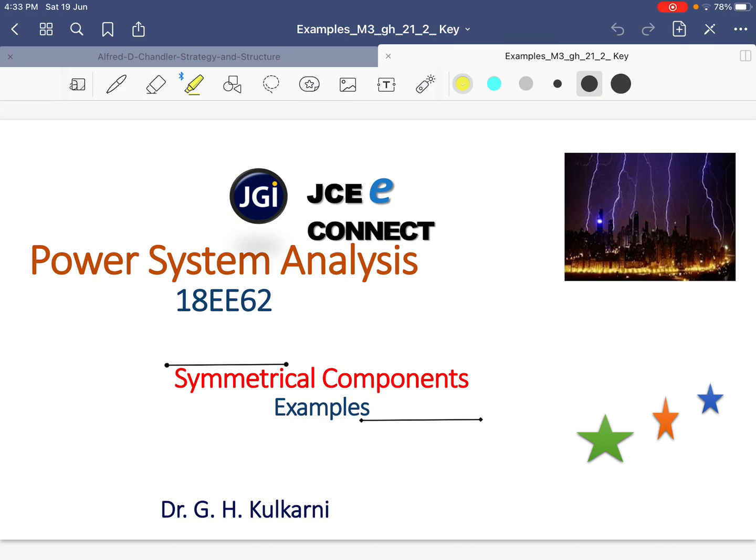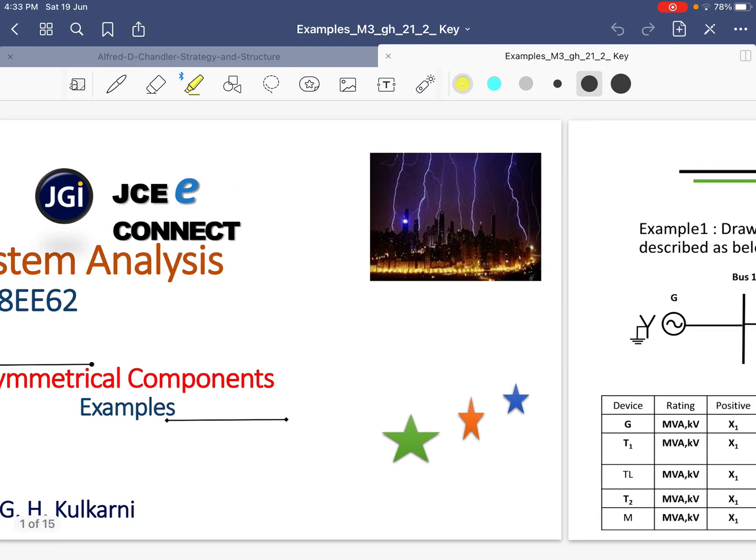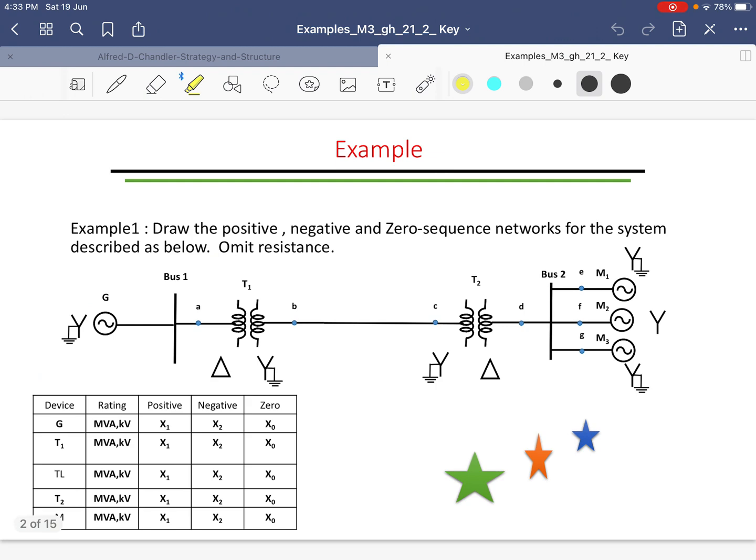Numericals on symmetrical components. In this session, we'll solve some examples on drawing positive, negative, and zero sequence networks for a given power system.